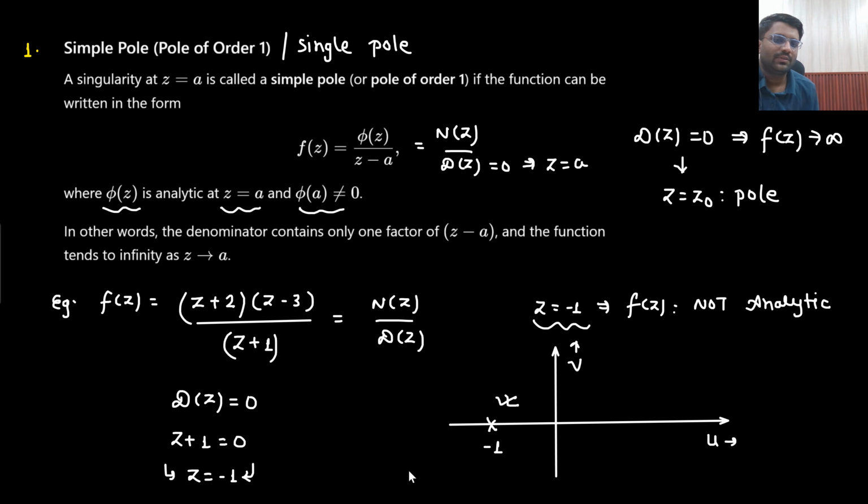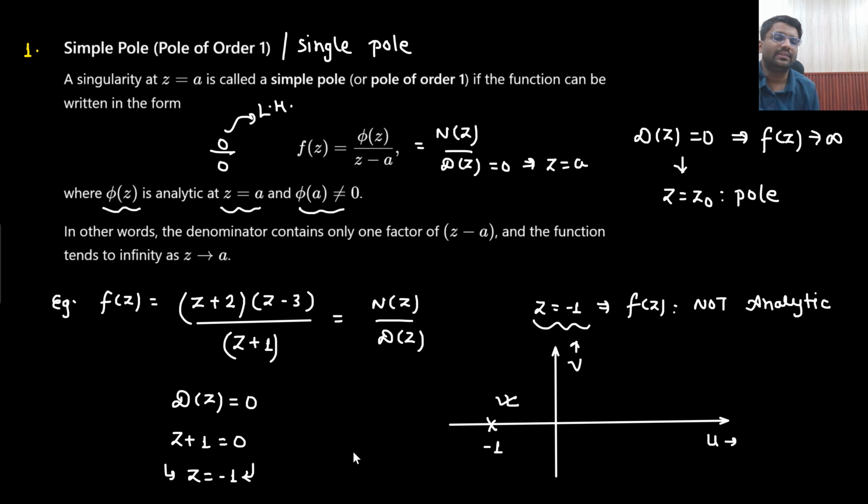Why is that so? Because you know that at z equals a, this will be 0. And if at z equals a this is also 0, then it becomes a 0 by 0 form, and I can apply the L'Hopital rule. If I can apply the L'Hopital rule, then the limit might exist. And if the limit exists, that means you can make it removable as well. So it will become a removable type of singularity.